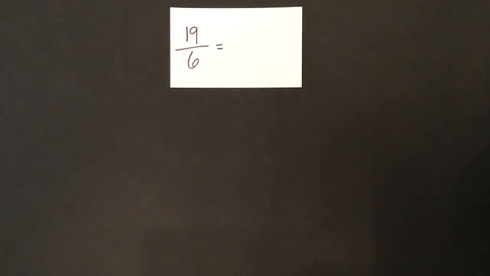My next improper fraction is 19/6. Try to think ahead and see if you can predict or guess or figure out how many wholes there are, and then you can check your work with the manipulatives. When we think about it that way, we really rely on our denominator. We know that 6/6 will equal a whole. So as I'm counting out the 19 pieces, I know I'm going to have at least a couple of wholes.